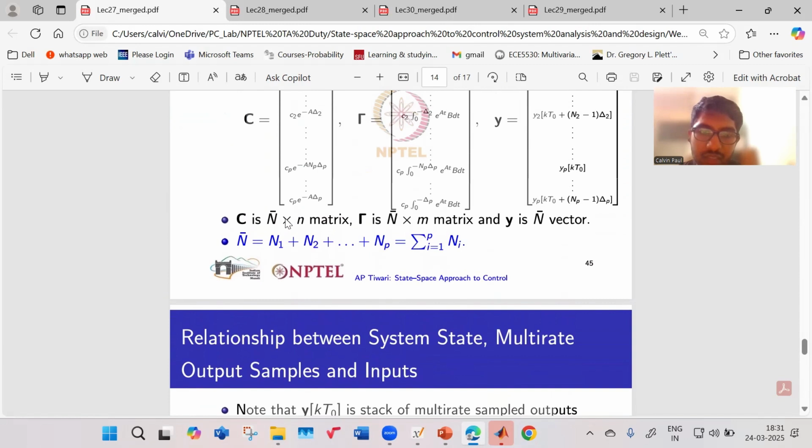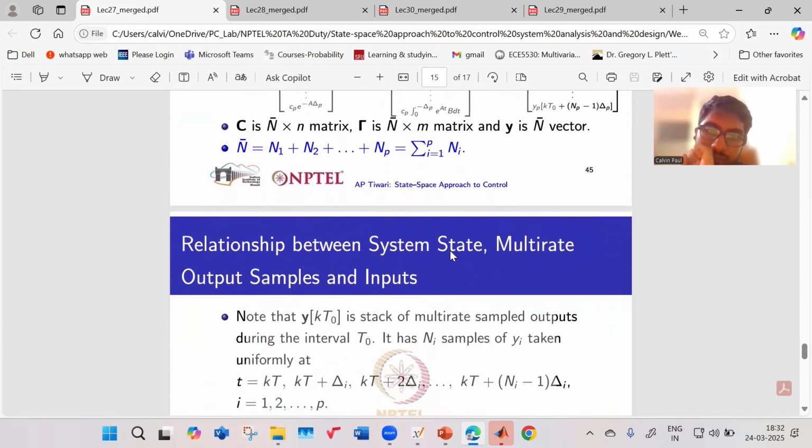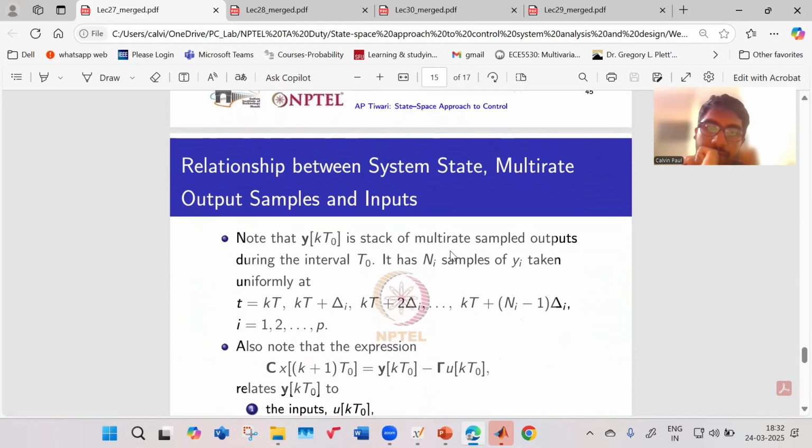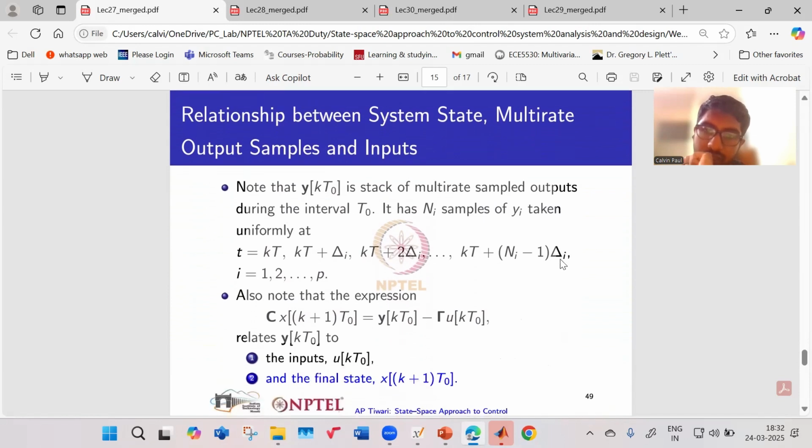Where C is an n-bar cross n matrix, gamma is an n cross n matrix, and y is an n-bar vector. Okay, what is n-bar? It is n1 plus n2 plus dot dot dot plus np, the summation of i equal to 1 to p of n i. So y of kt0 is a stack of multi-rate sampled outputs during this interval. It has n i samples of yi taken uniformly at kt plus delta i.